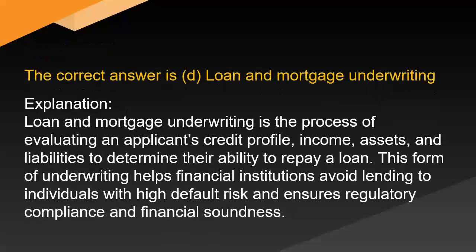The correct answer is D. Loan and mortgage underwriting. Explanation. Loan and mortgage underwriting is the process of evaluating an applicant's credit profile, income, assets, and liabilities to determine their ability to repay a loan. This form of underwriting helps financial institutions avoid lending to individuals with high default risk and ensures regulatory compliance and financial soundness.